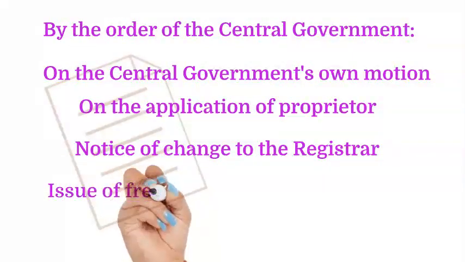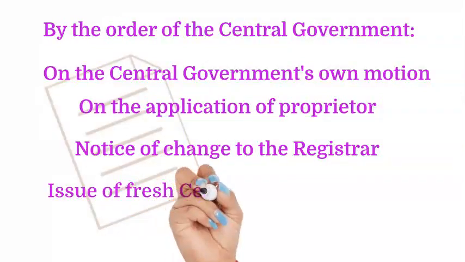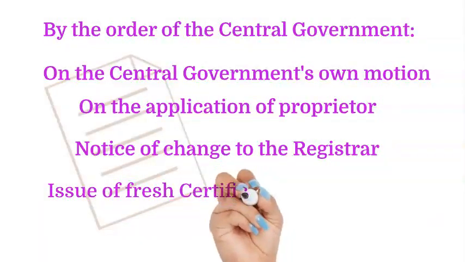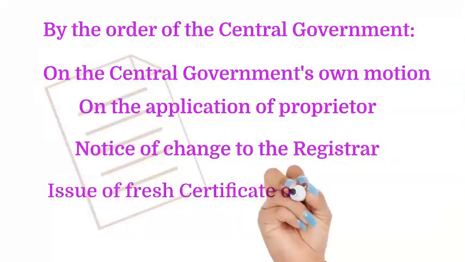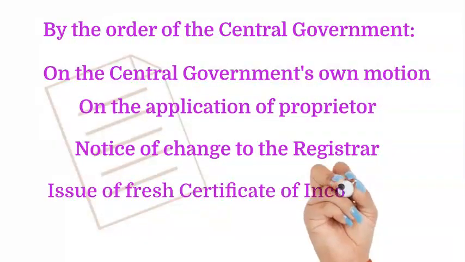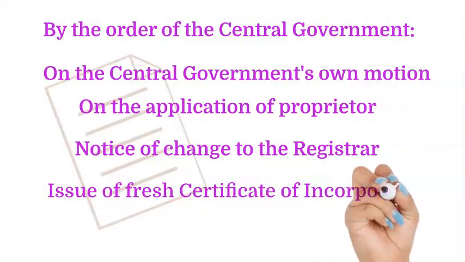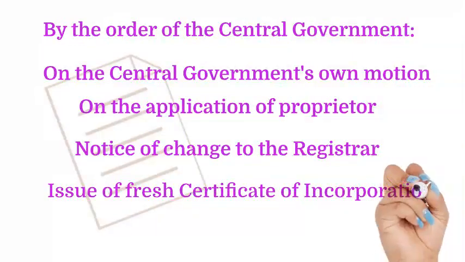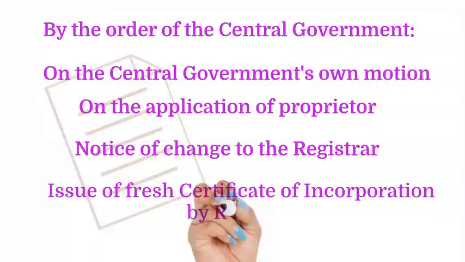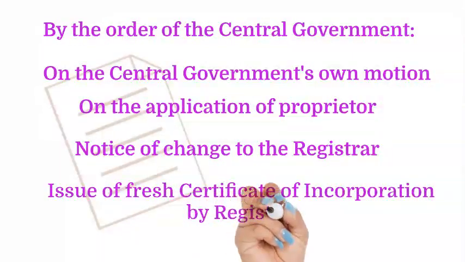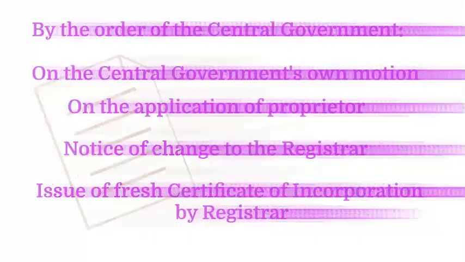The company shall give a notice of change to the registrar within 15 days of the change, along with the order of the central government. Then the registrar will issue a fresh certificate of incorporation correcting the name.